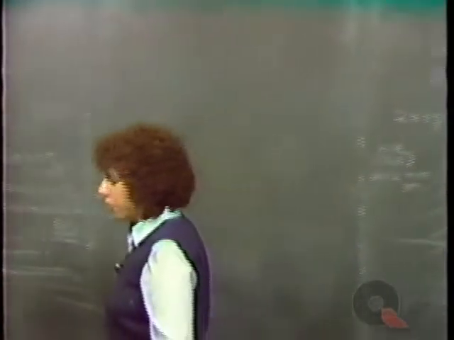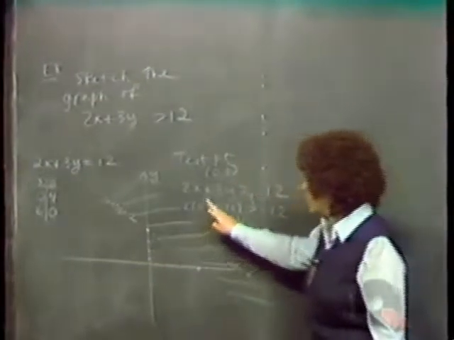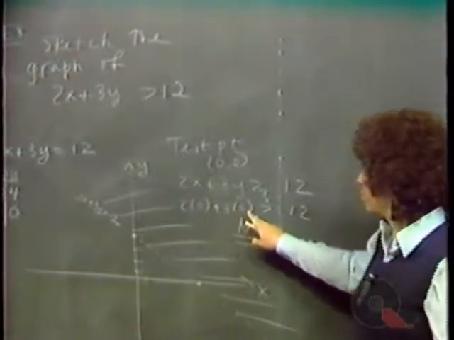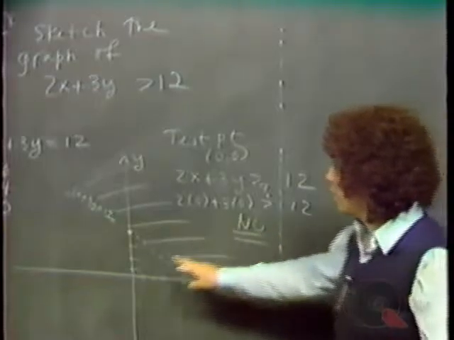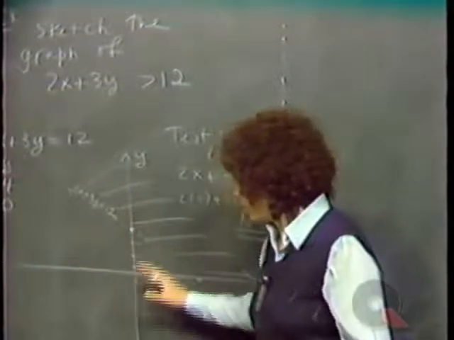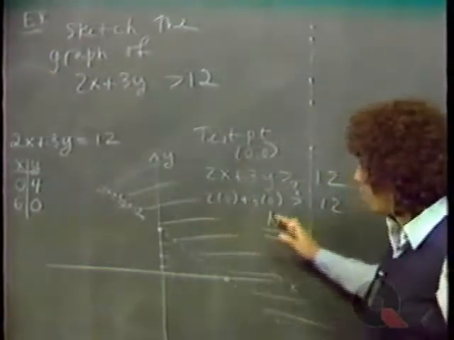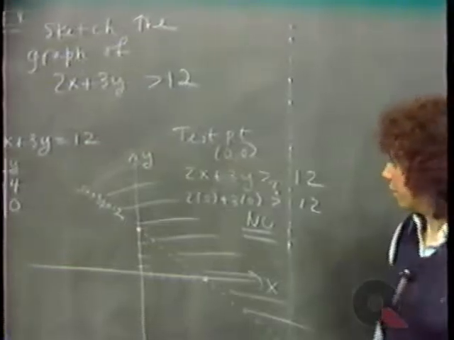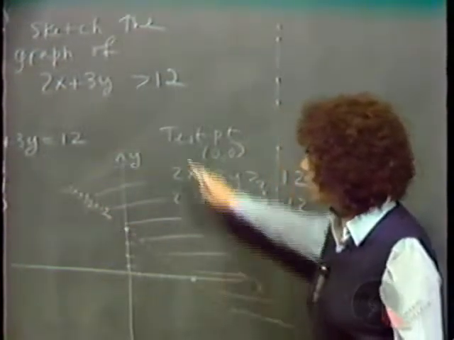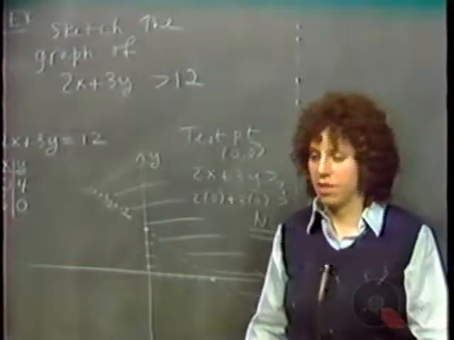Back in this example, when we tried 0, 0, we did not get a true statement. 2 times 0 plus 3 times 0 was not greater than 12. Therefore, 0, 0 was not part of the solution set, nor was any point on this side of the line. Therefore, the solution set consisted of the points on the other side of the line. The dotted line, once again, indicates that it's a strict inequality. The points on the line themselves are not part of the solution set.